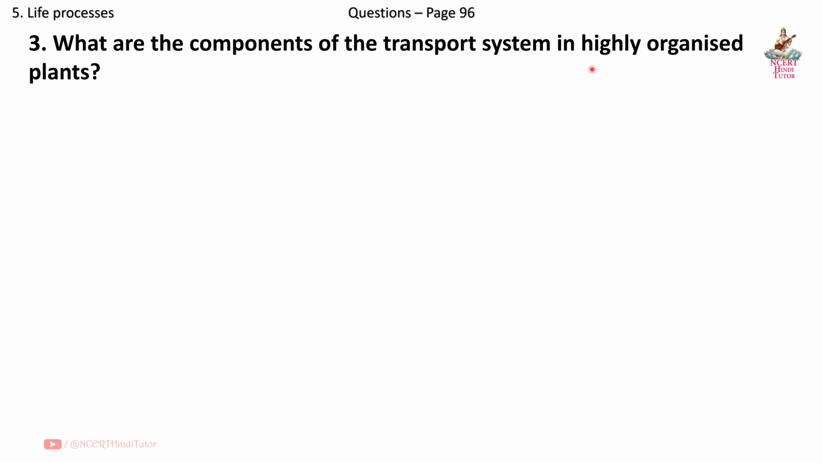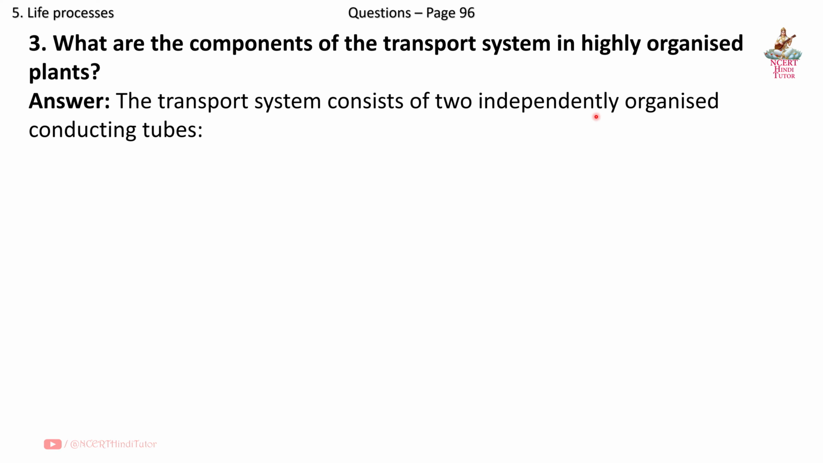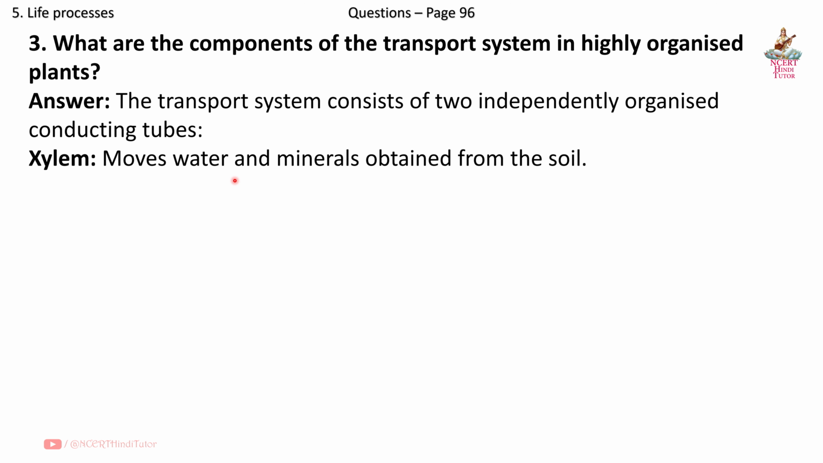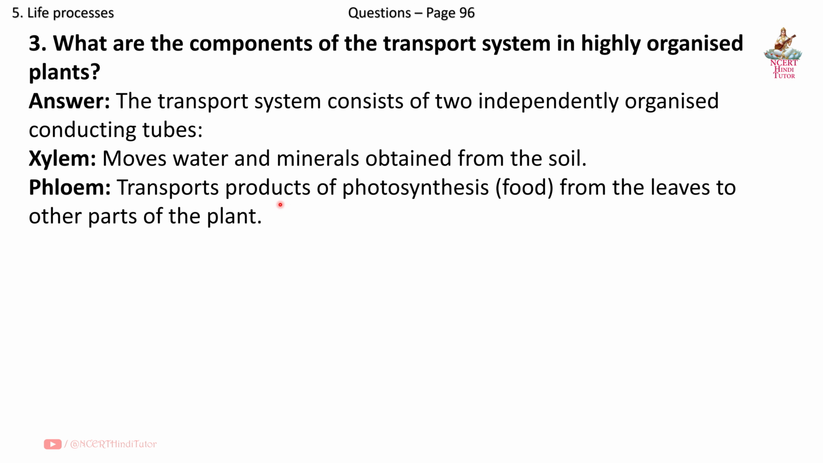Question 3. What are the components of the transport system in highly organized plants? Answer. The transport system consists of two independently organized conducting tubes. Xylem moves water and minerals obtained from the soil. Phloem transports products of photosynthesis, food, from the leaves to other parts of the plant.